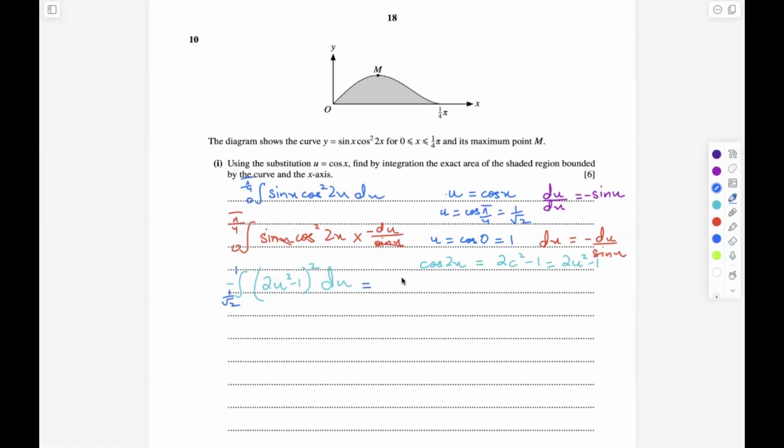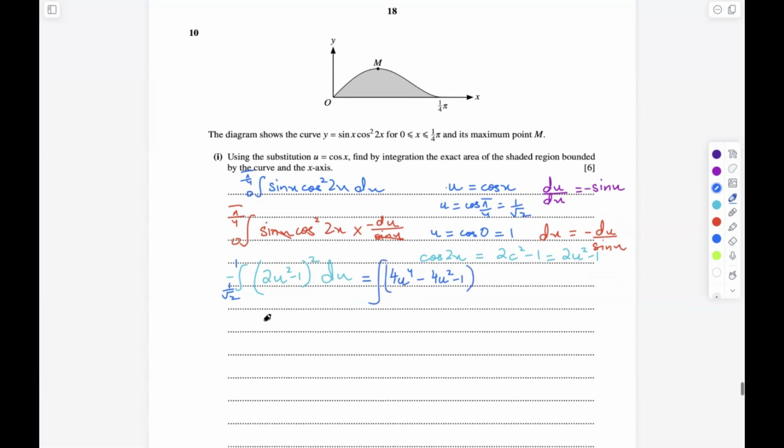Now, before integrating, we can first expand this expression. 2u squared, whole squared, becomes 4u to the power 4 minus 4u squared plus 1. Now integrating 4u to the power 4, we get 4 upon 5 u to the power 5, minus, integrating 4u squared, we get 4 upon 3 u to the power 3, plus integrating 1, we get u.